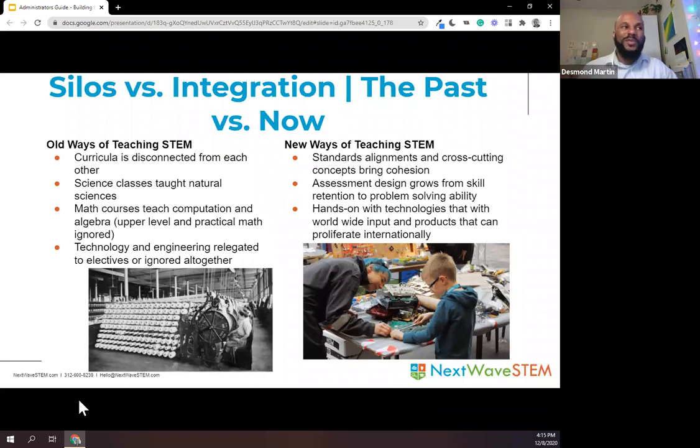And the same is true when we think about technology and engineering courses. They're either relegated to the cream of the crop elective courses, or they're ignored altogether in our context, whether that's middle school or high school. But then we want to think about teaching STEM this new way: standards alignments that allow for cross-cutting concepts to bring cohesion across our STEM courses. Assessment design that grows from the ability to retain skills and solve problems. We have to change the way in which we assess our students dramatically. And then a focus on hands-on technology.